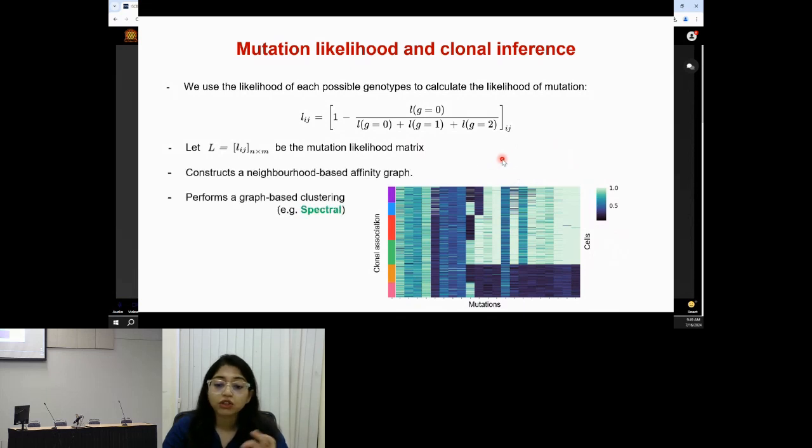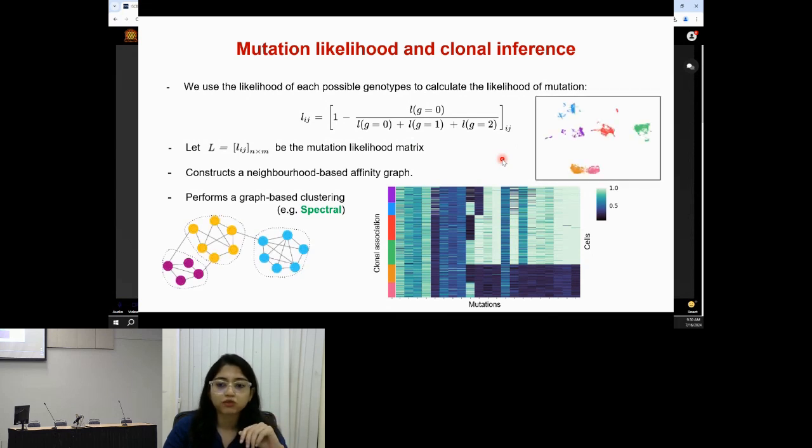Now you can think of these mutation likelihoods as the features for every individual cell. Based on that, you can construct a neighborhood-based affinity graph, and you may perform a graph-based clustering algorithm on the same. Mostly we have used spectral.